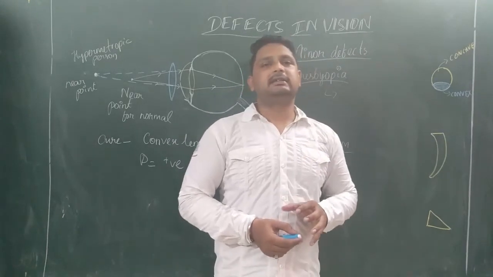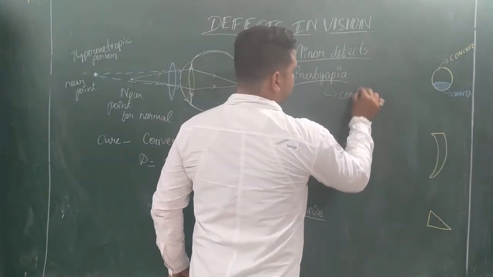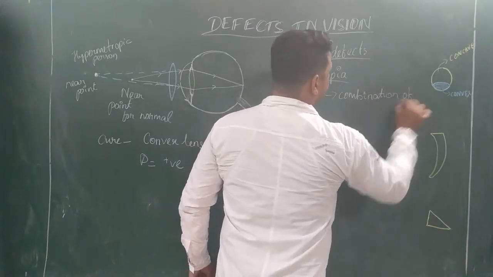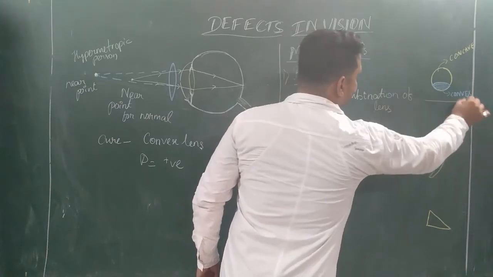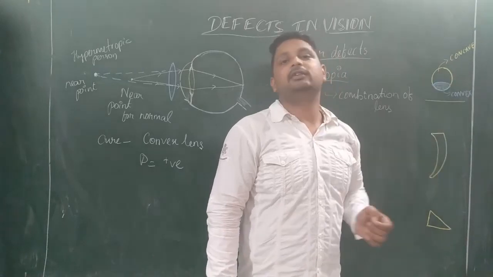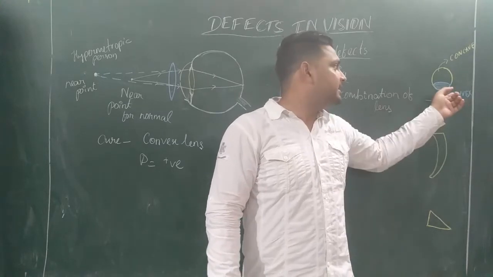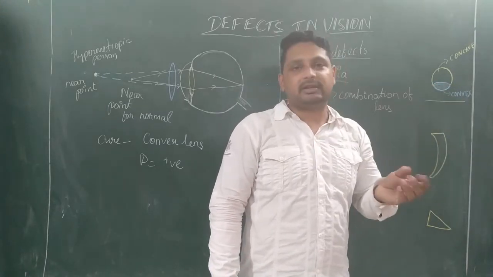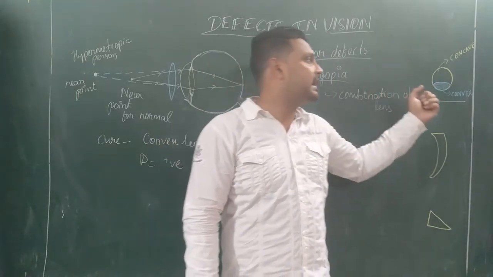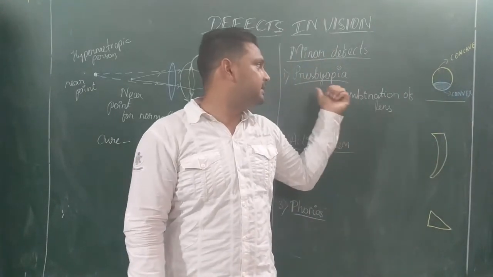So in this case, generally to cure it, a combination of lenses is used. As you can see here, a concave lens and a convex lens are used in combination. The concave lens is used to see the distant object clearly, and the convex lens is used to see the near, smaller object, mostly for reading purposes. It is also called a reading glass for old people. So this problem is cured using a combination of lenses.